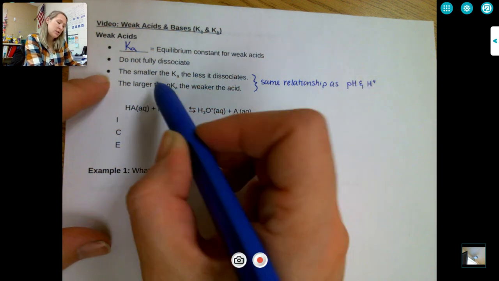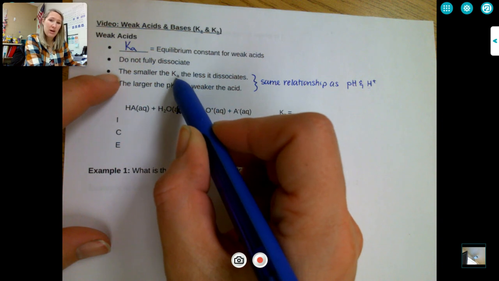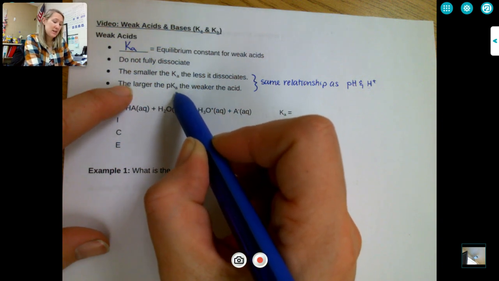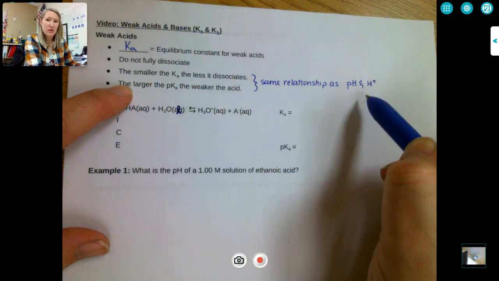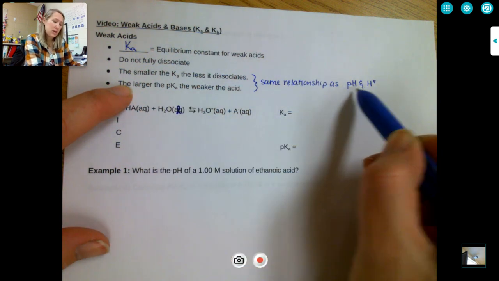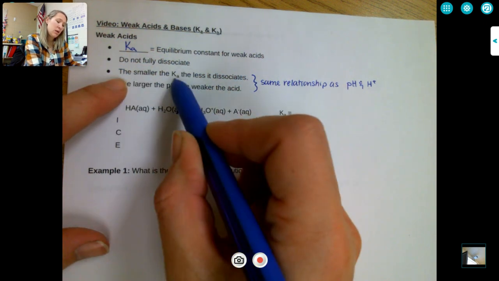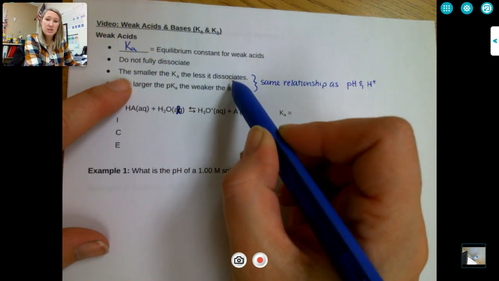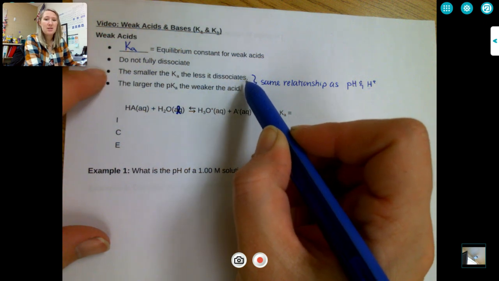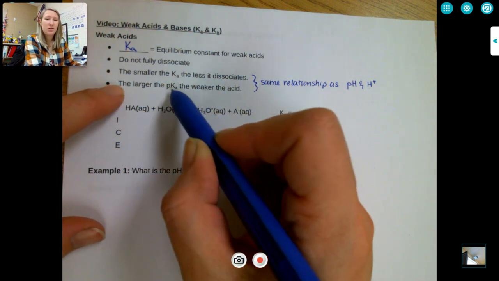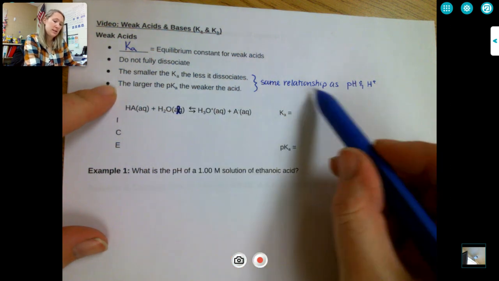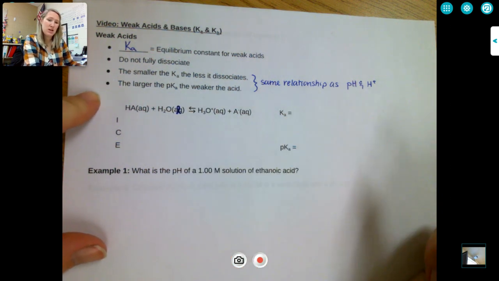Well, that same relationship applies to our Ka value, and we can take the potential of our equilibrium constant and have a pKa value, just like we can take the potential of our hydrogen ion concentration and have a pH. So we see both of these. The smaller the Ka, the less it dissociates. And the less it dissociates, that means the weaker it is. So we're going to have a larger pKa value. Okay, so again, same relationship as pH and H+.